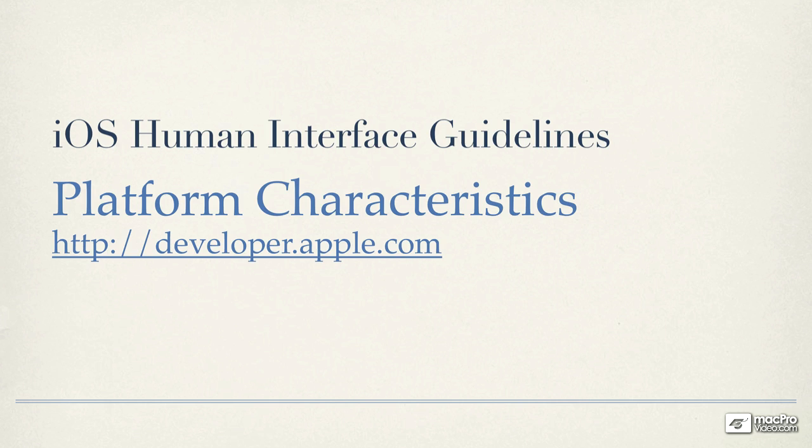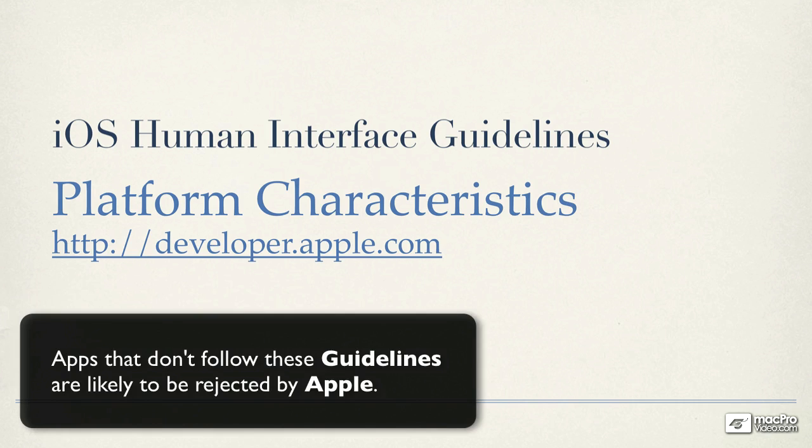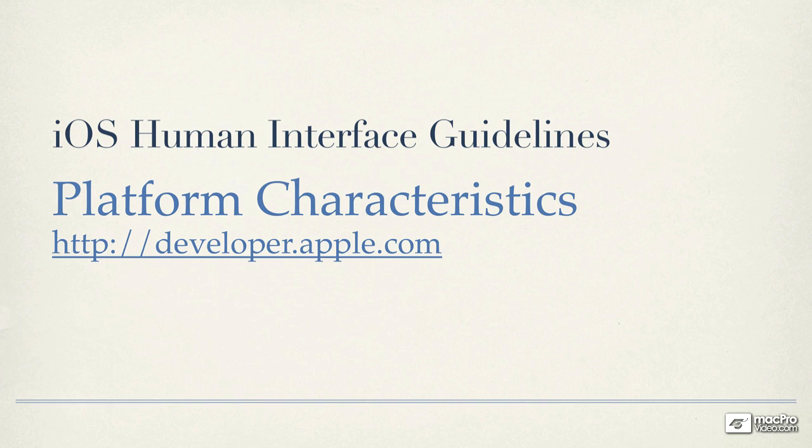In this course, we're looking at the iOS Human Interface Guidelines. Now, these are the guidelines that Apple developed to tell developers exactly how they want the apps to look, to ensure that all apps that are submitted to the store look like Apple apps. So if you submit an app to the store that doesn't follow these guidelines, it's likely to be rejected. So you want to look at these very carefully.